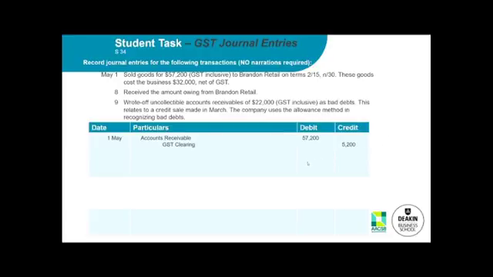So the GST obviously is, we find by dividing that by 11 at 5,200. The sales revenue becomes 52,000 even. The cost of the goods sold is 32,000 and the inventory is the same.